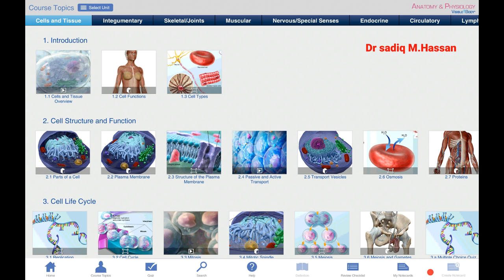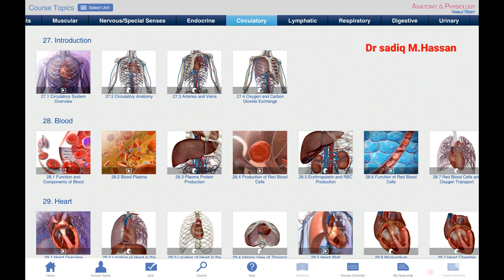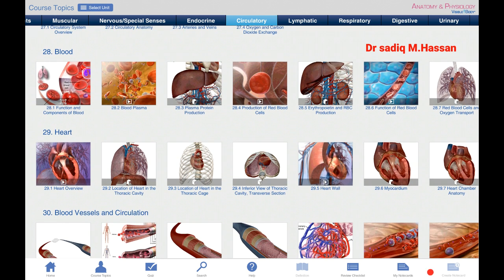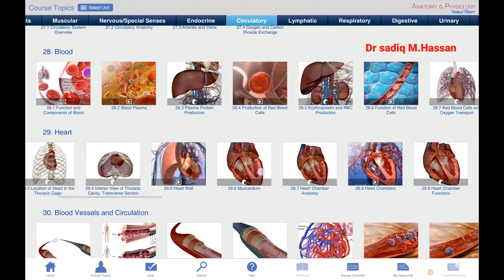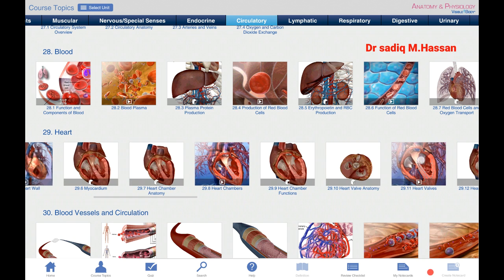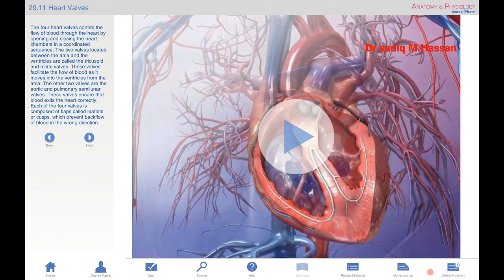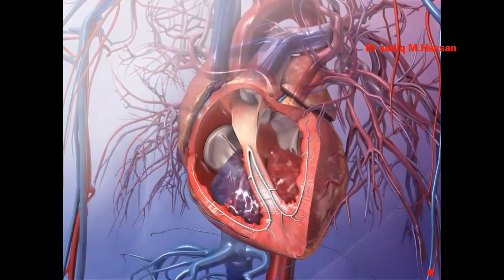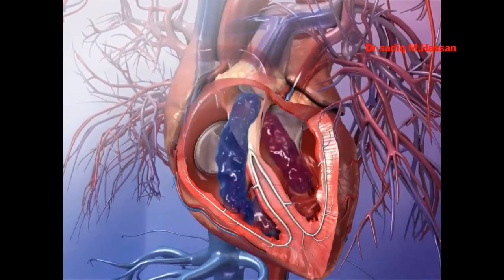Let us see, as I said, the heart valves. I will watch this video and see how the blood is pumped, because we have discussed a little bit as an introduction. The four heart valves control the flow of blood through the heart by opening and closing the heart chambers in a coordinated sequence.